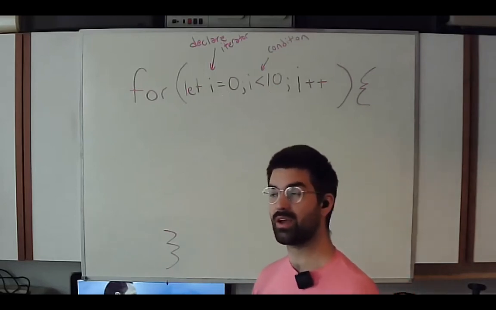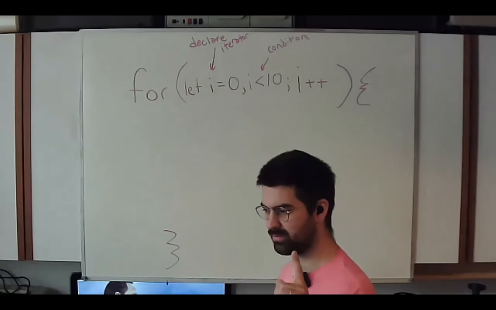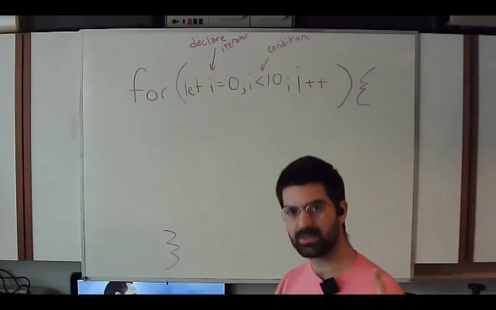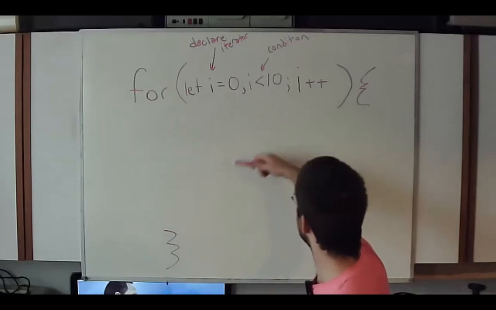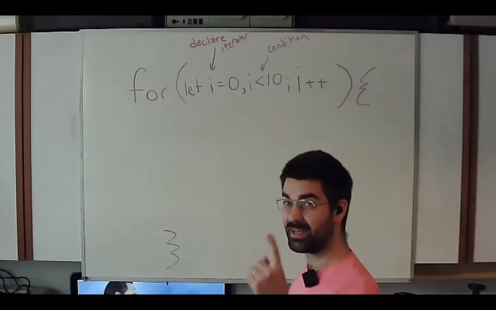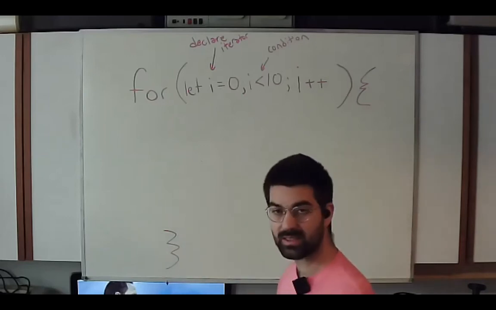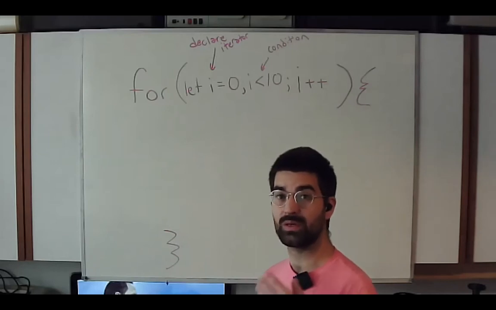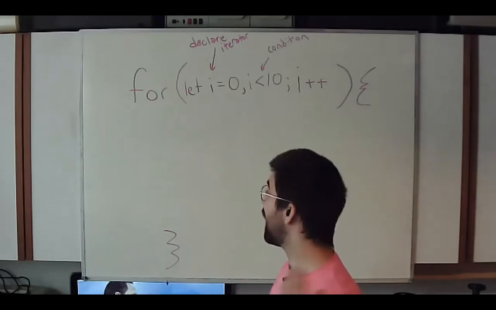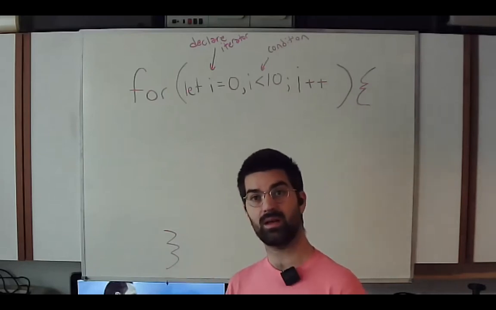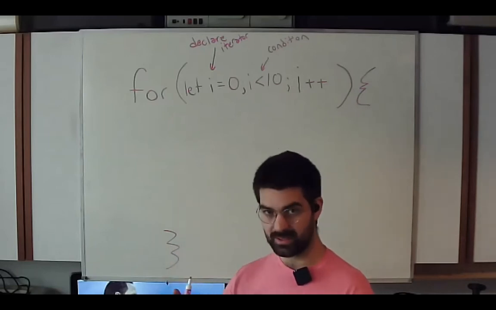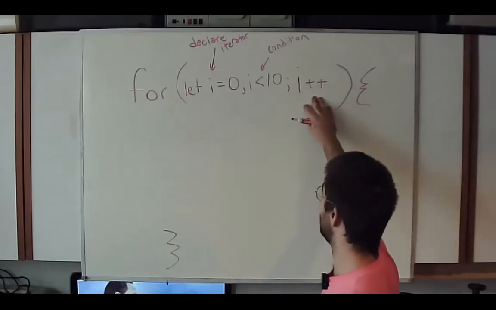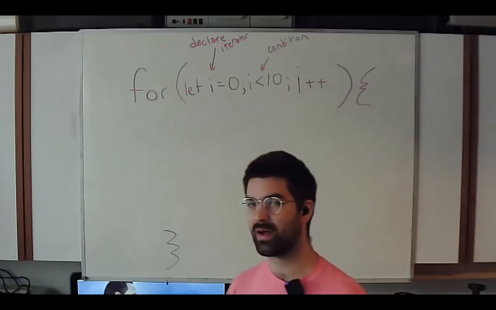And so now i is equal to 1. Is 1 less than 10? Yes. Run the code, add 1, so now the value of i is 2. Is 2 less than 10? Yes. Run the code, add 1, and so on, up until we get to 9. So i is equal to 9. Is 9 less than 10? Yes. Run the code and then add 1. And now the value of i is 10.